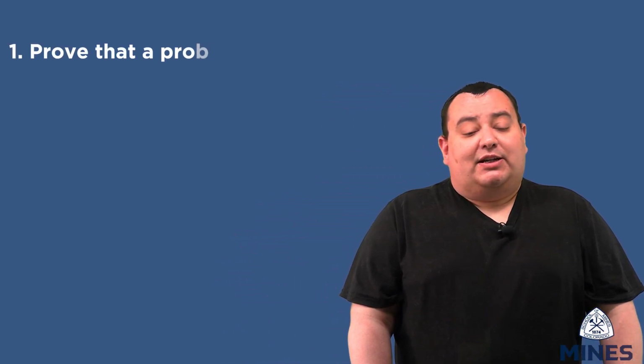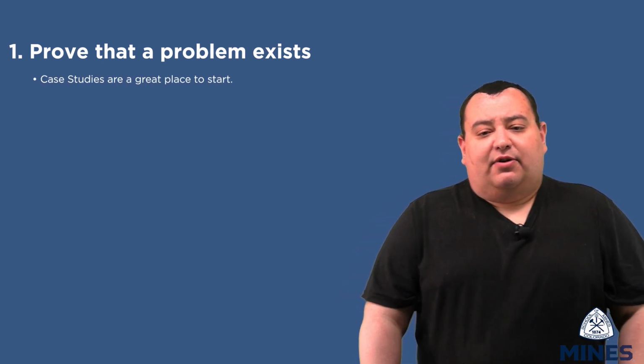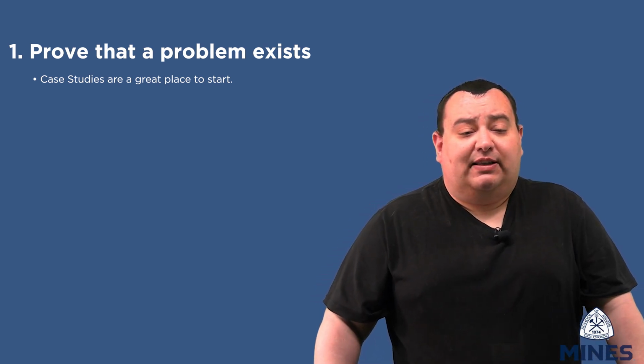Number 1, you need to prove that a problem exists in the world. Case studies are usually a good place to start. For example, you might want to start with a case study about how abandoned wells have caused harm to people living in, for instance, Adams County. How have these wells negatively impacted the county's economy or its growth?